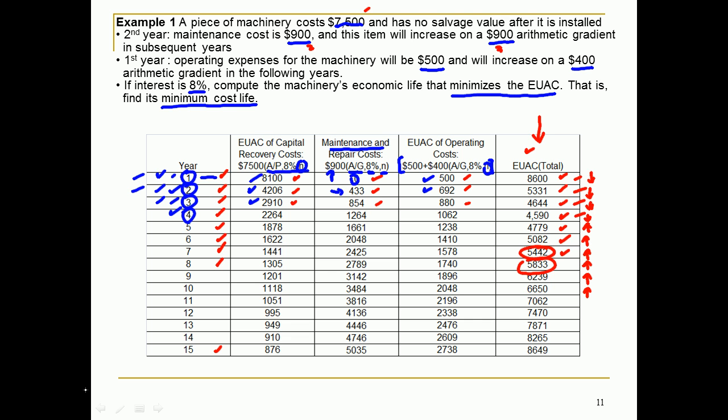So there's a point in which you reach your minimum, and that point is right here. No, sorry. It's the amount for that. So your minimum is right here, and that occurs when n equals 4. Okay? So your minimum cost life for this particular problem occurs when n equals 4 years. Okay?